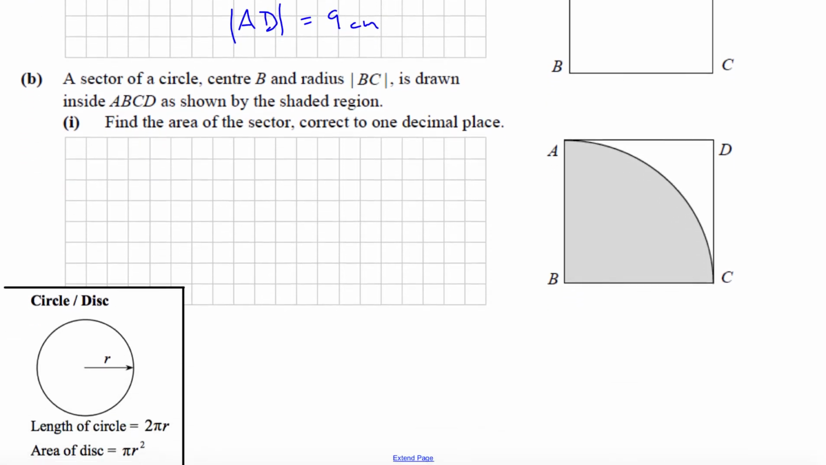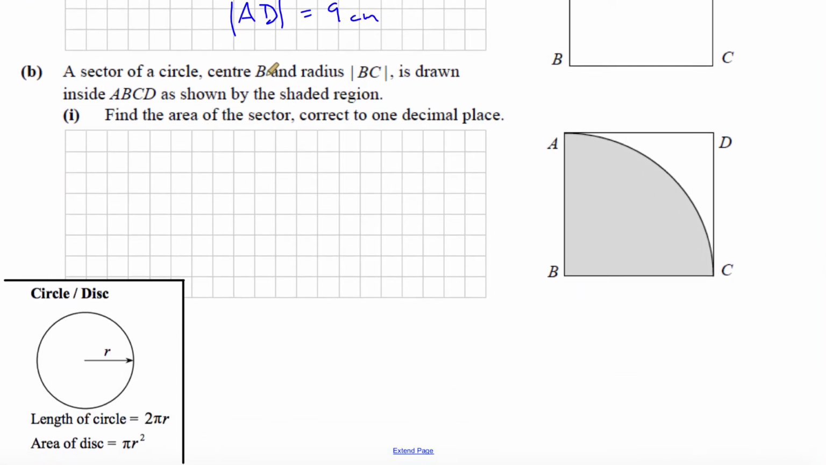Part B, a sector of a circle with center B, so you can see here, and radius BC, so here's the radius, is drawn inside ABCD as shown by the shaded region. Find the area of the sector, correct to one decimal place. Okay, so this sector is basically 1/4 of a circle. So if I find the area of the full circle and divide by 4, I'll have the area of the quarter circle. So the area of a circle or a disc is, in your tables book, pi r squared.